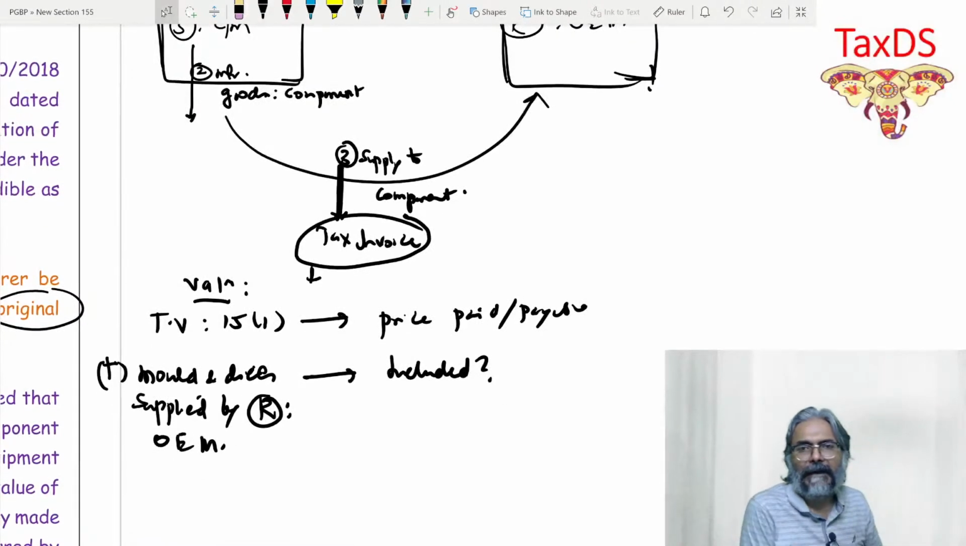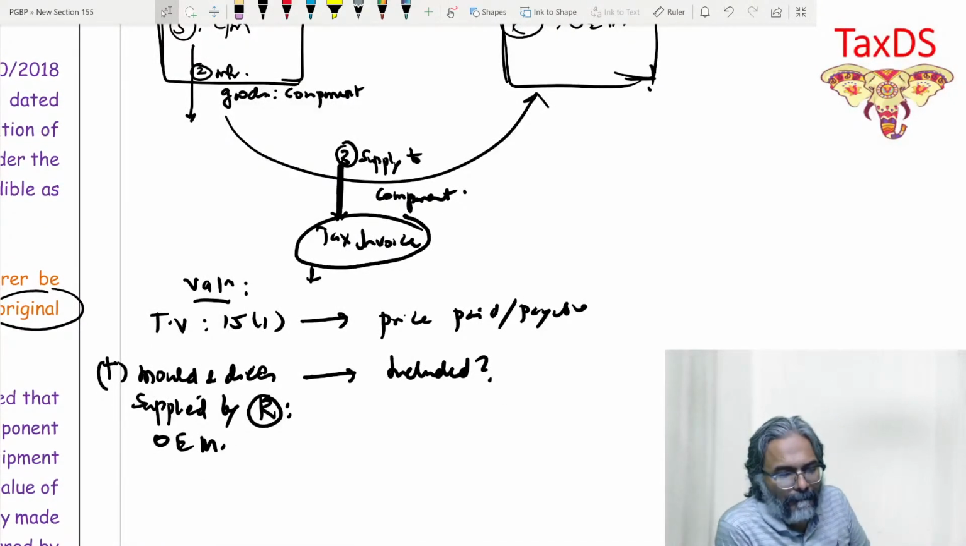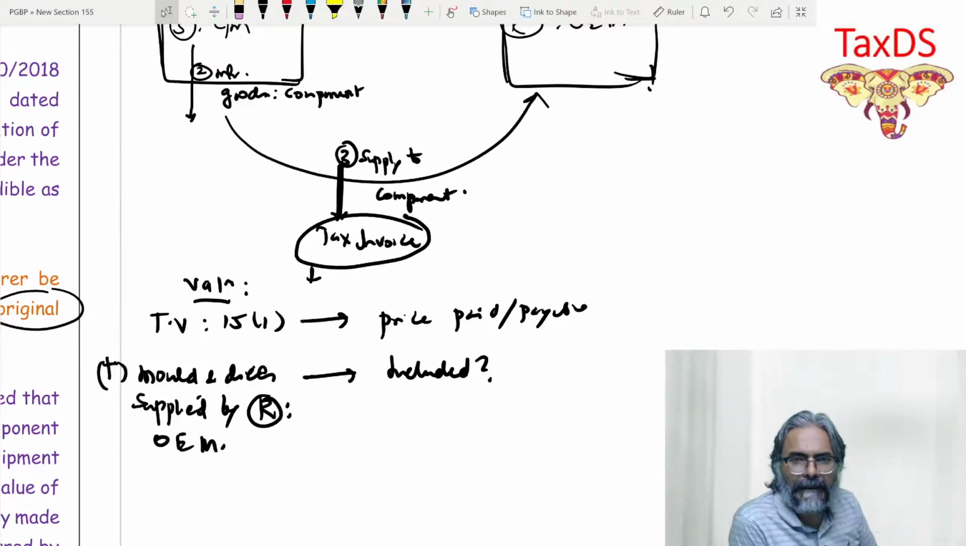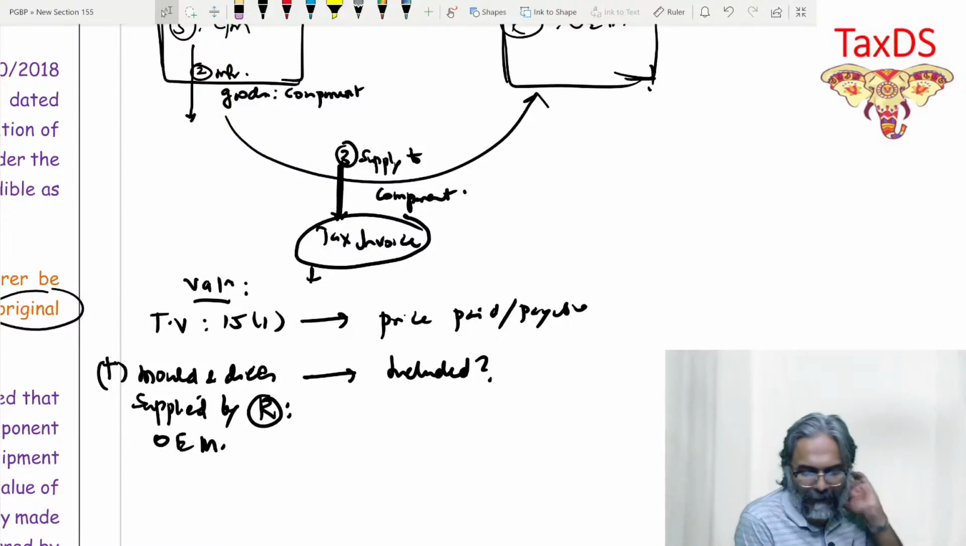This is a question that needs to be answered. Molds and dies, which is supplied by the recipient. Who is the recipient? The original equipment manufacturer. Will that be included or not? Students, will that be included or not? That becomes the issue under consideration.